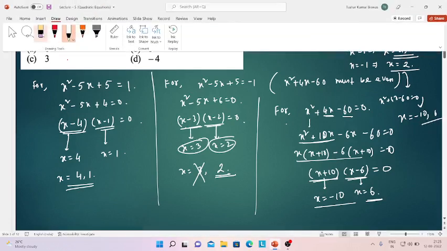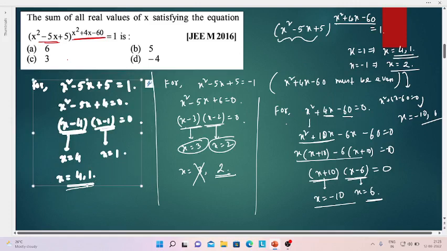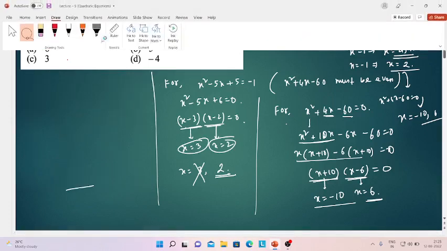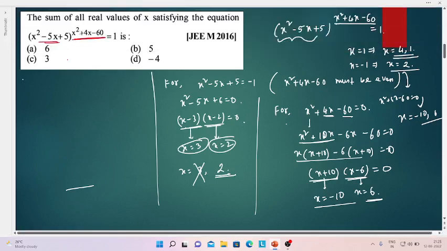So let me erase that part so that I can write down all these things. Yeah. So let me erase that part. So here you can see what values of x we will get after solving this particular equation. One is x equals to 4 comma 1, another is x equals to 2, right? And another is x equals to minus 10 comma 6, right?